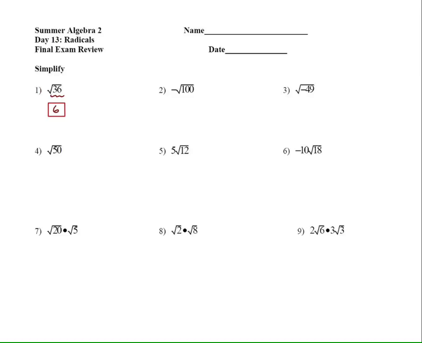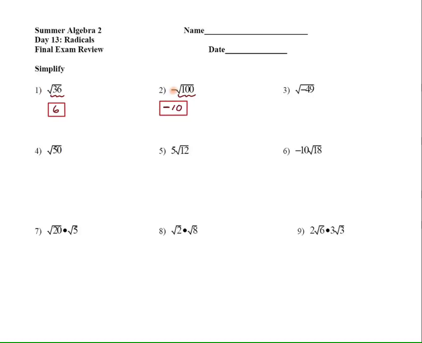For number 2, be careful with the negative there. Notice the negative is on the outside of the square root, so it doesn't affect how we handle what's inside of the radical. So I'd put the negative still on the outside, and 100 is a perfect square, so I would just end up with negative 10 as my answer.